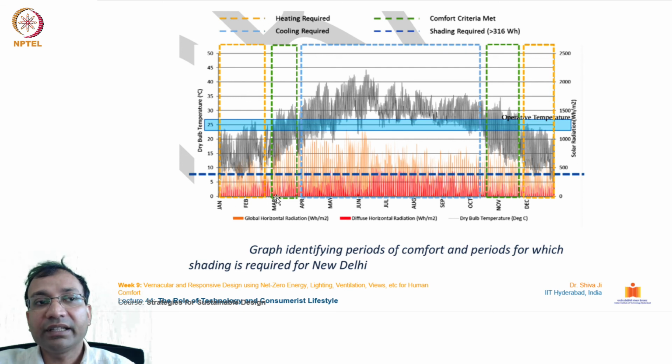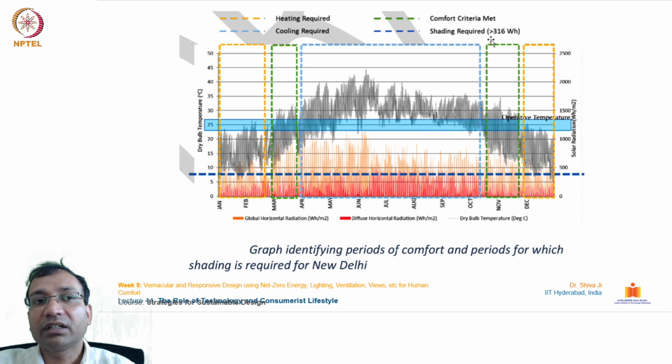In this zone heating is needed. You can see over here this orange dotted line, and this green dotted line is a period of comfort. The natural elements are at such a balance that, in an overall sense, the outside temperature and the combination of humidity and wind speed is at the comfort level. And in this blue period, cooling is required.